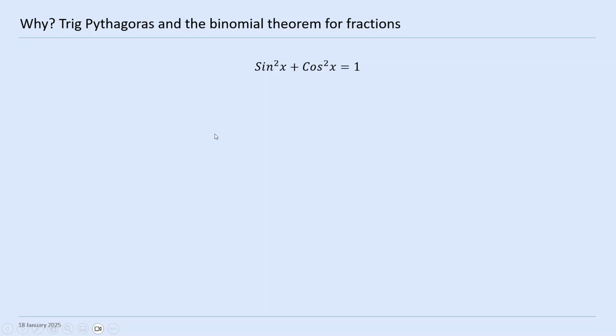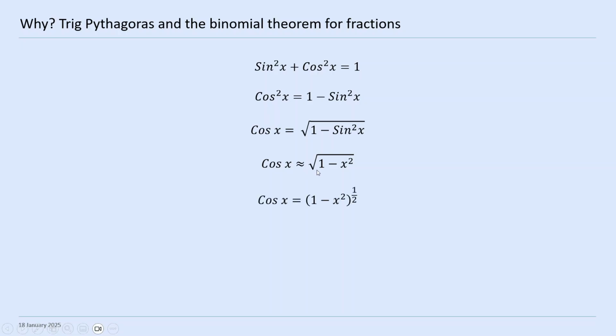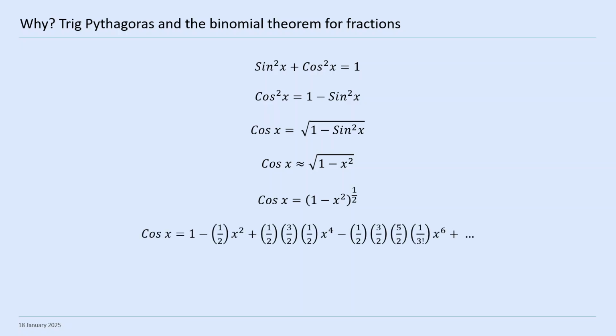We can also use trig Pythagoras and the binomial theorem to understand the formula for cos x. So sine squared plus cos squared is 1. Cos squared x equals 1 minus sine squared x. Cos x equals the square root of 1 minus sine squared x. So when x is small, cos x is approximately root 1 minus x squared, 1 minus x squared to the power half. And then we can expand that out using the binomial theorem. So for small x, cos x equals 1 minus half x squared plus a half times 3 over 2 times a half x to the 4, minus a half, 3 over 2, 5 over 2, 1 over 3 factorial x to the 6.